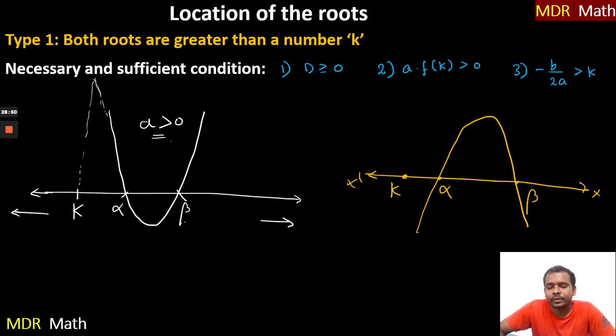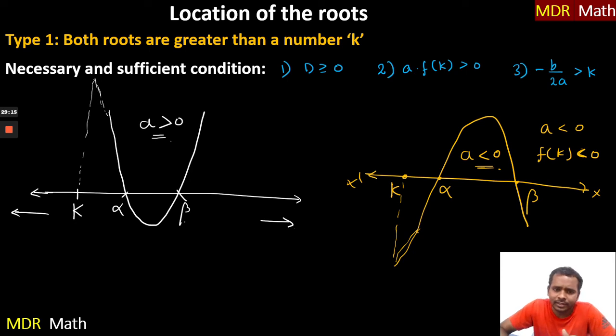This is your k. What do you see? What is your f of k here? F of k is negative, isn't it? When you substitute the value of k in the given function, that will be negative here, and this is an a less than 0 curve. So a is negative. Here a is less than 0 and f of k is less than 0. Both are negative. Here a is greater than 0 and f of k is also greater than 0. Both are positive.